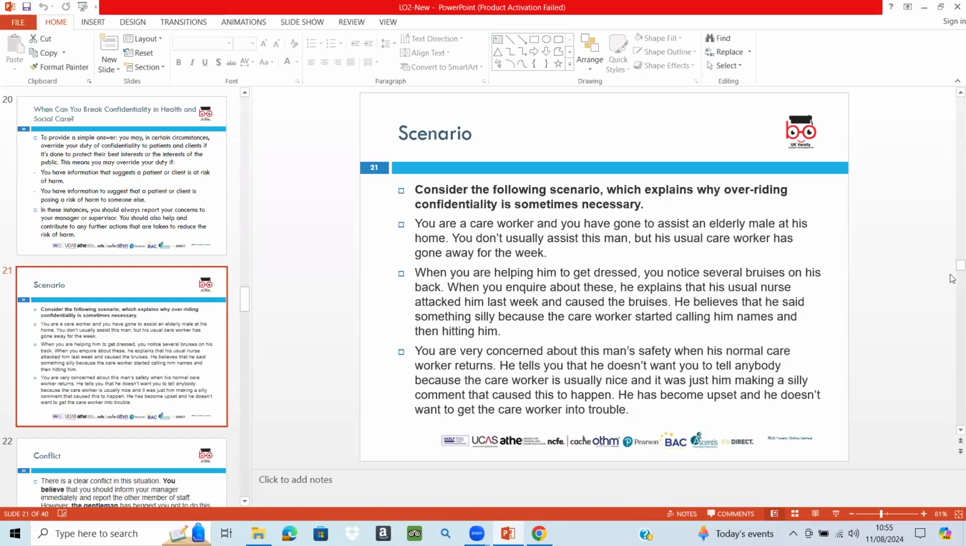Right. So what we do in this case is, it would be appropriate to override confidentiality to protect the service user from further harm. You should explain to the service user that you need to report the incident to ensure his safety. It's important to handle the situation with sensitivity, reassuring the service user that your actions are in his best interest.